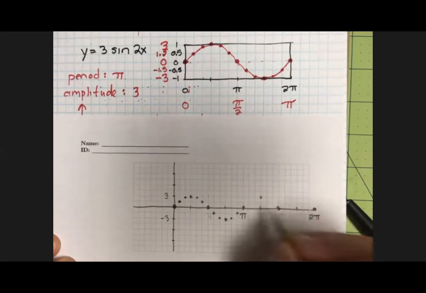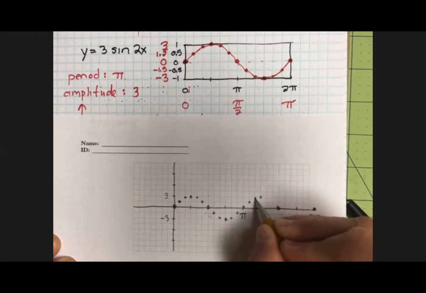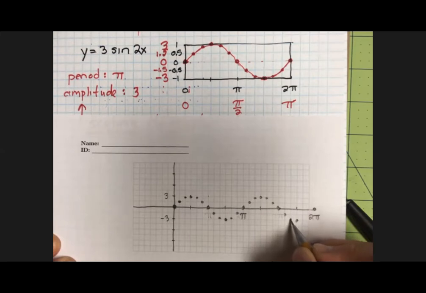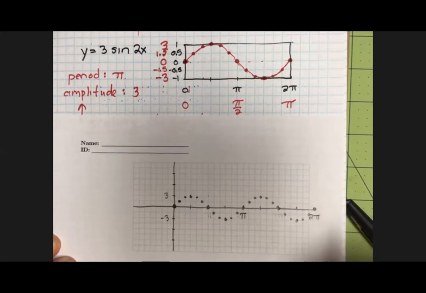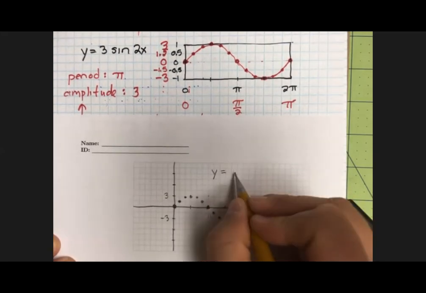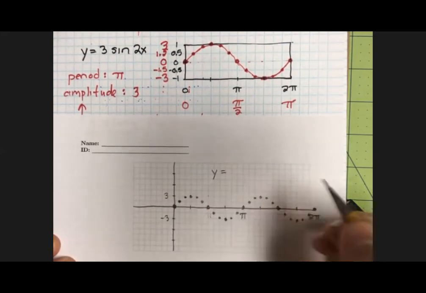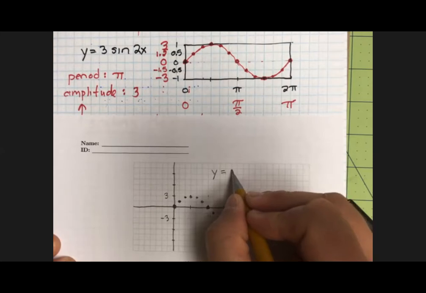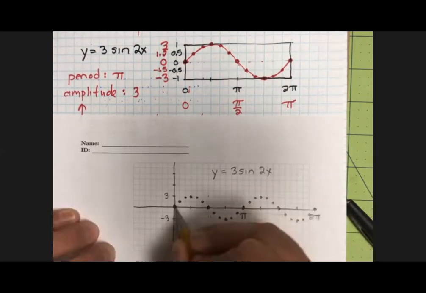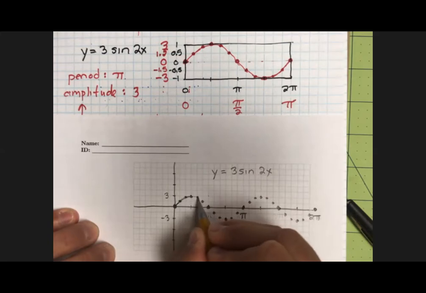Middle, high, middle, low, and then half, nearly high, half middle, half down, nearly at the bottom, half down. And here's 2 perfect graphs of y equals 3 sine 2x, 2 perfect periods. You got to connect the dots now.